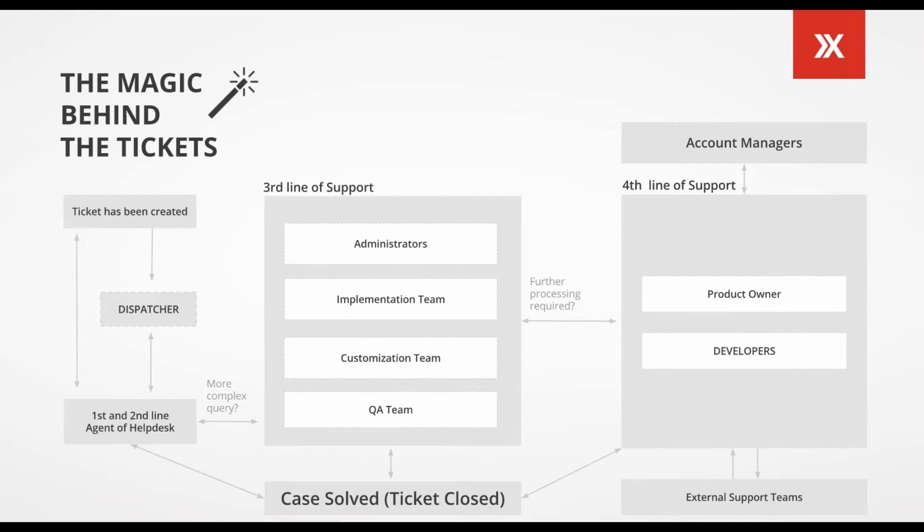Also, our fourth line of support might be covered as external support systems. So sometimes, for example, if you are reporting an issue with some integration which we provide with other software, then the fourth line of support also covers the situation when the issue has been reported to ourselves, and we are getting in touch with the support team of the provider of the software we are integrating XTRF with.